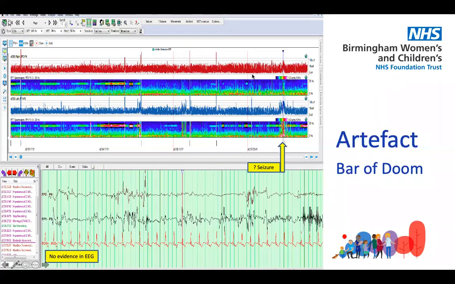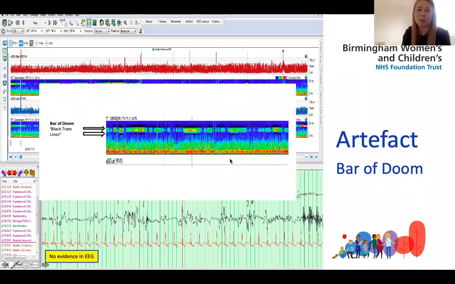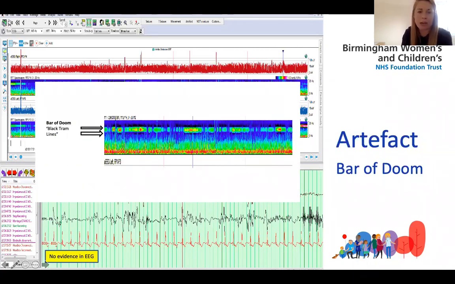And unfortunately, lots of our CFAMs do have seizures that look like these small deflections. So the trick is to think about what level frequencies artifact runs at, and it tends to run at the lower level frequencies. And so we have termed this the bar of doom. And as you can see, there's these black tram lines that are appearing in your spectral array, which is generally the level of the artifact that's going to come in. So if you see those black tram lines, the bar of doom, please think artifact and rule that artifact out, figure out where it's coming from before you go in and treat this as a seizure.